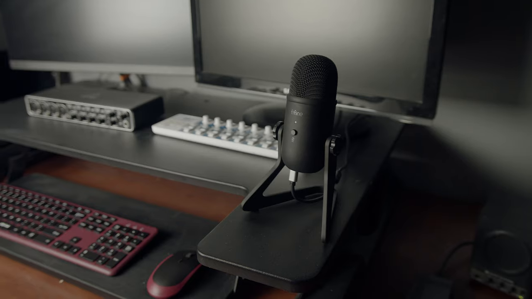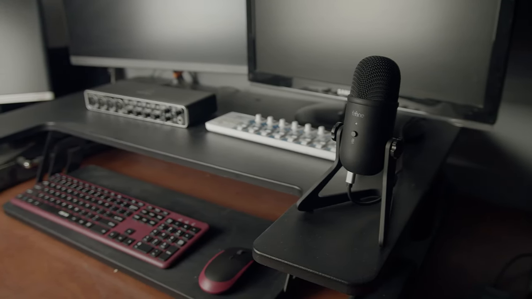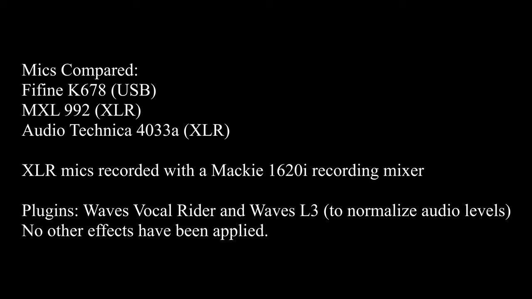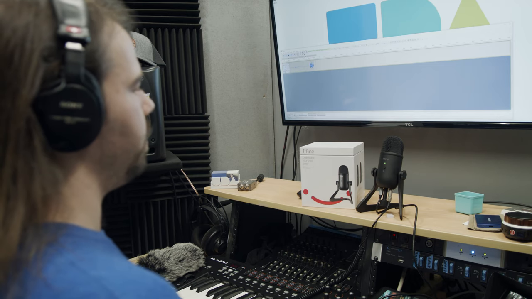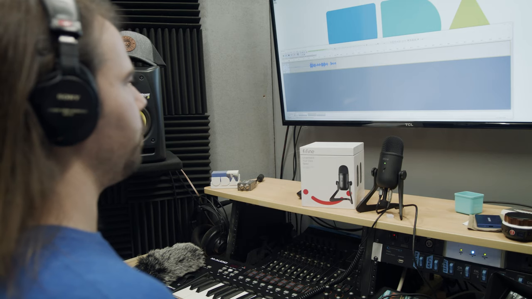Today we're looking at another fine product. It is the K678 condenser microphone. We're going to be taking a look at the sound quality of the microphone and also doing a side-by-side comparison with two much more expensive microphones in my studio. Here's an audio test of the fine K678 USB condenser microphone.